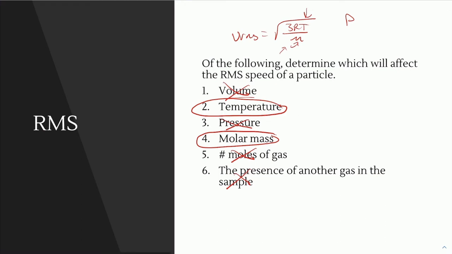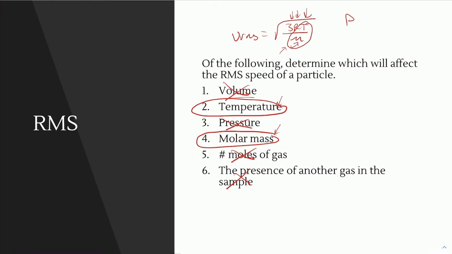So just know that the only variables will be temperature and molar mass, because those are the only varying variables in the equation. The other ones are constants, right? 3 and R are always going to be the same. So temperature and molar mass are the only things that affect the RMS speed of a particle. Don't get tripped up by other questions that say, oh yeah, we added argon gas into this, so what would be the new RMS speed? Don't be tricked by that, okay?